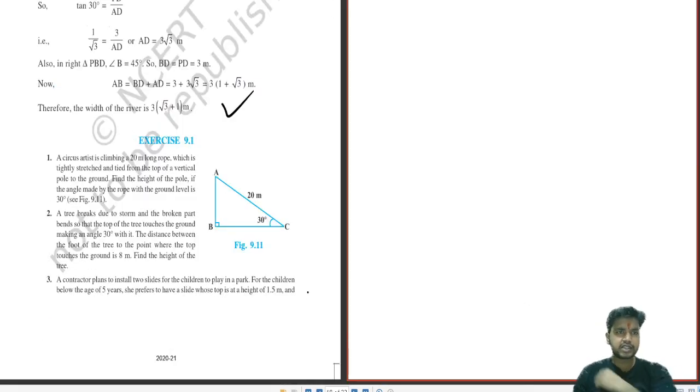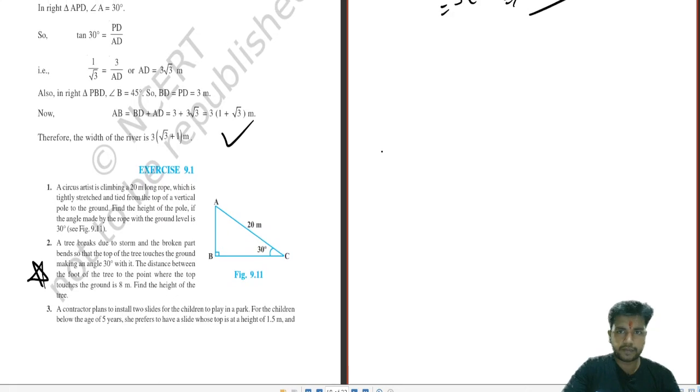A circus artist is climbing a 20-meter long rope which is tightly stretched and tied from the top of a vertical pole to the ground. Find the height of the pole if the angle made by the rope. Obviously we have solved this type of sum. Now the second sum, it's VVIP, we have to solve it. Now we can move a bit up, we have space over here.